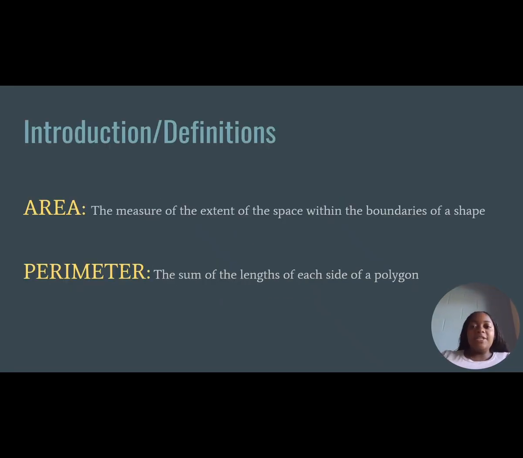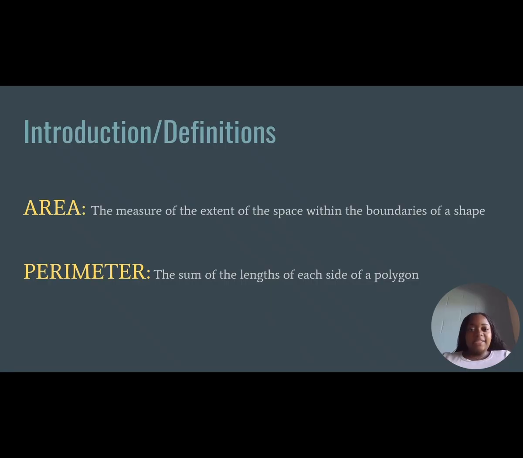Area is just how much space is inside of a flat shape. It basically tells you how much surface area something covers, and we measure it in square units. So for example, if you have a rectangle, then you would multiply the length times the width. But as you get into more different shapes or polygons, the formulas can get a little bit more complicated, but it's still the basic idea of length times width. So if you have a triangle, it will be half the base times the height.